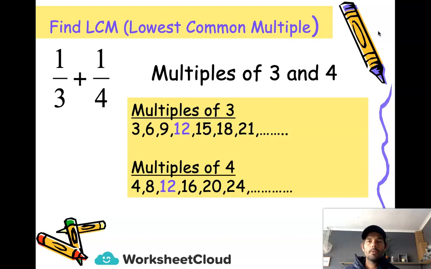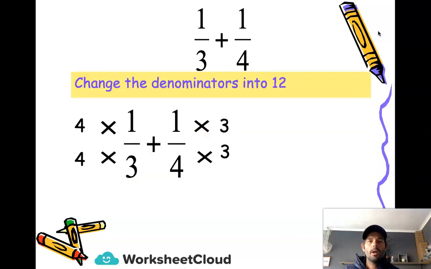So I've written out the multiples of 3 and I've written out the multiples of 4, and I've highlighted in blue the lowest common multiple for 3 and 4. Now that is 12. Okay, so now I need to change my denominators of 3 and 4 into 12. So I multiply my denominator of 3 by 4, and I stick to the same principle that whatever I do to the denominator, I do to the numerator, because I'm trying to make an equivalent fraction of 1/3.